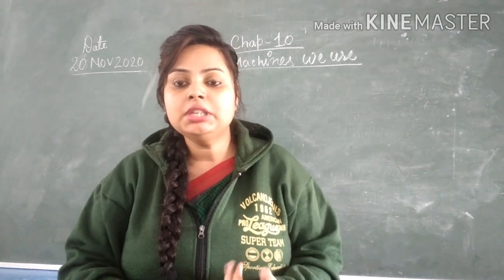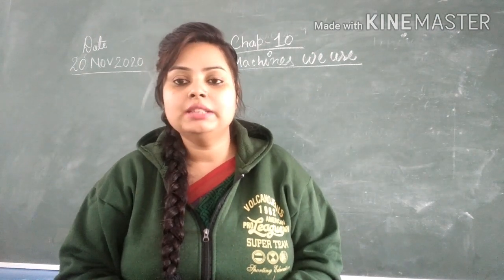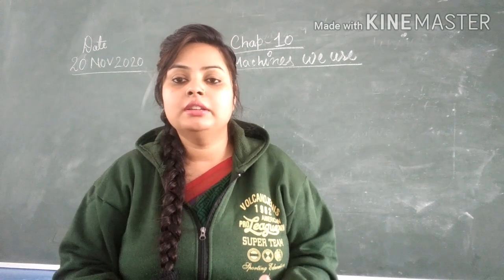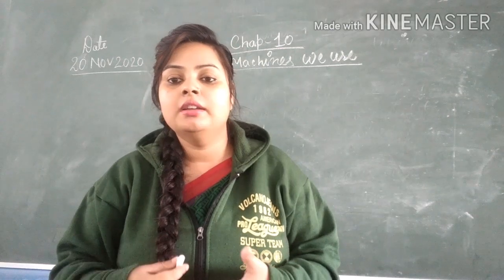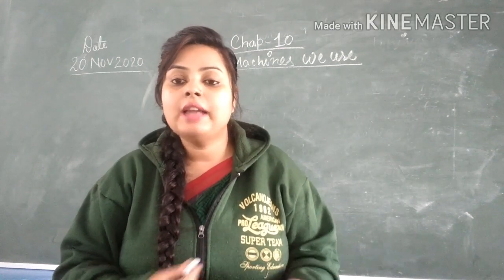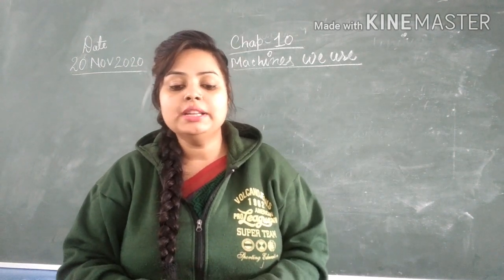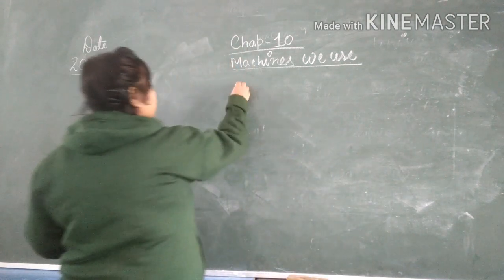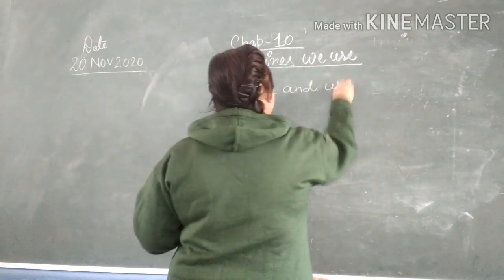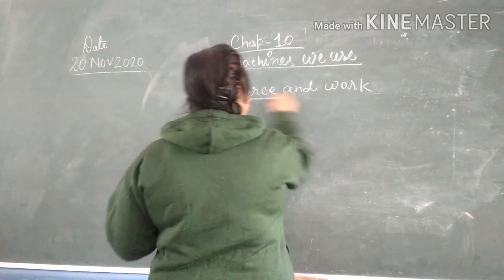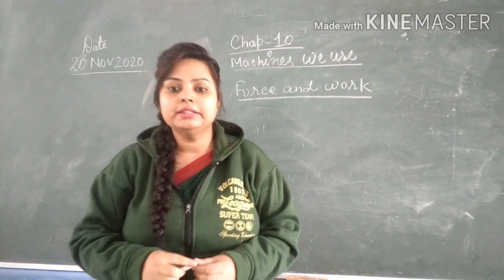like simple machines and complex machines and safety habits while using simple machines. Some other types of simple machines like lever, pulley, wedge, wheel and axle, inclined plane, all are types of simple machines. So let's start with the very first topic, force and work. So in the previous classes you already know about force and work.